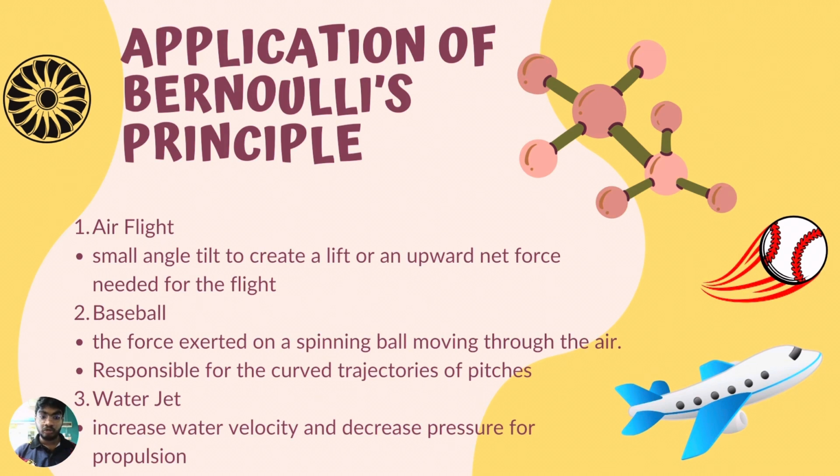Next, we are going to talk about the water jet. When the water is coming out of the nozzle, the water velocity is very fast, which causes a decrease in pressure for the propulsion, where the kinetic energy from the fast moving fluid is causing the pressure to decrease.